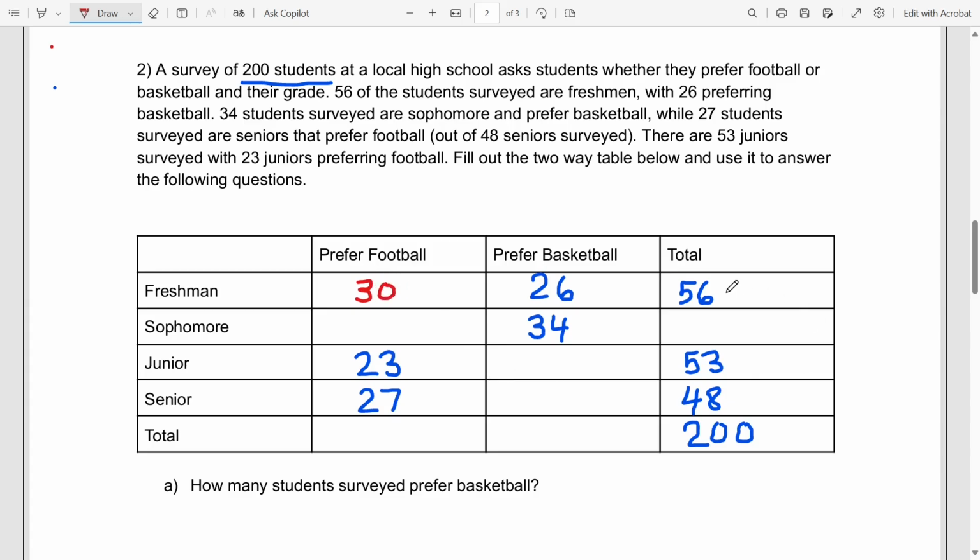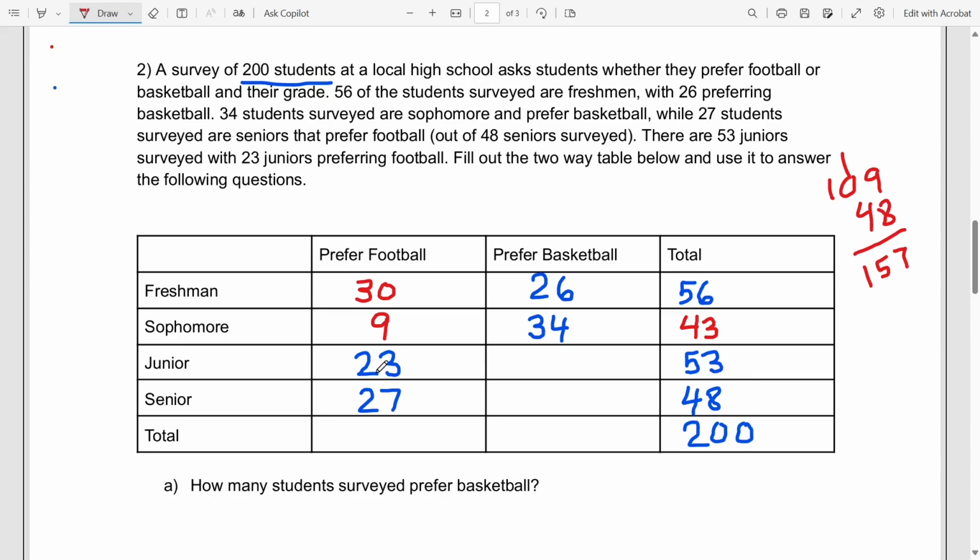Okay, and if we add 56 plus 53, that's 109. And then add 48 to that. That's going to be 157. So 200 minus 157 is going to leave us with 43 total sophomores. And then 43 minus 34 means there's 9 sophomores that prefer football.